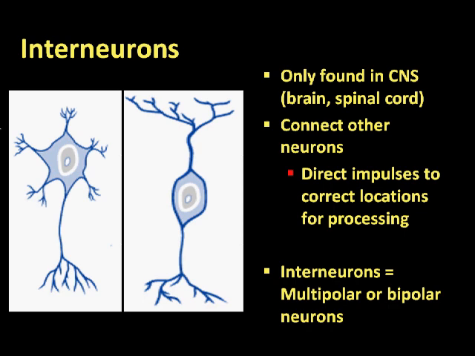Interneurons are, again, only found in the central nervous system. They're pretty simple. It's self-explanatory. They are connecting neurons. And we'll take a look at some unique behaviors of stuff like reflexes. But in any case, they direct impulses to correct locations for processing, obviously, in the brain, interpreting and integrating the stuff that we've already talked about a while back. And these interneurons can be either multipolar, which you see here on the left, or bipolar, which you see here on the right.